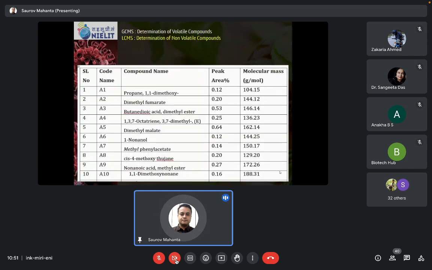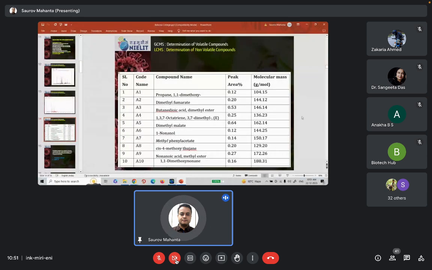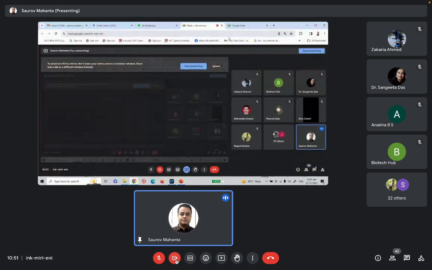Say your GC-MS and LC-MS result, after analysis you will get the names of the compounds like this, okay? So you may not get the structure, but you can get some idea of what this particular compound basically is. So I'll show you that from here, say this is dimethyl fumarate.